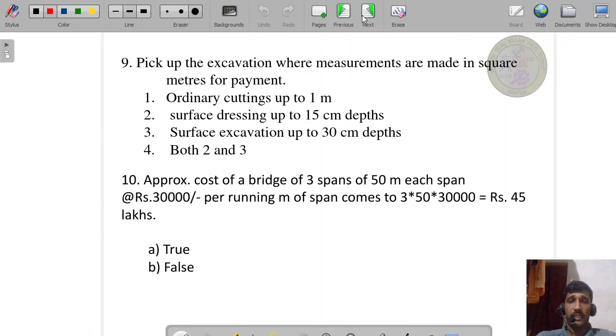Okay. Any doubts? If there are, you can go through the Estimation and Costing book by Datta. That is a very good book. In that book, you can clear every doubt.